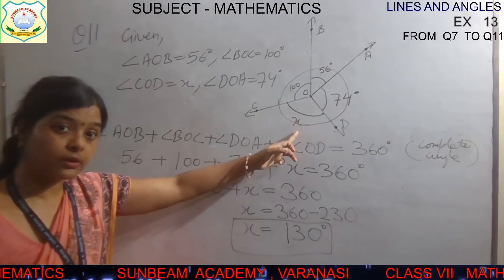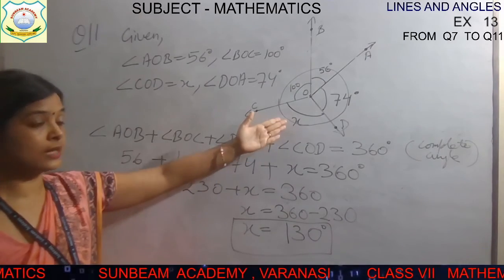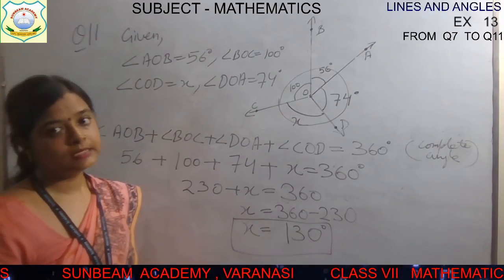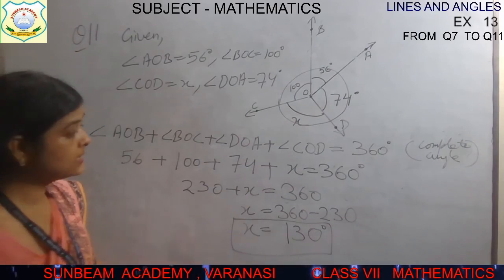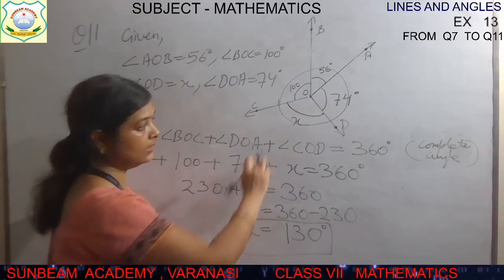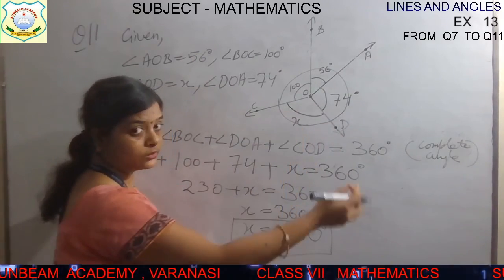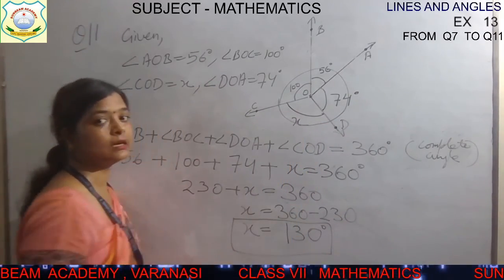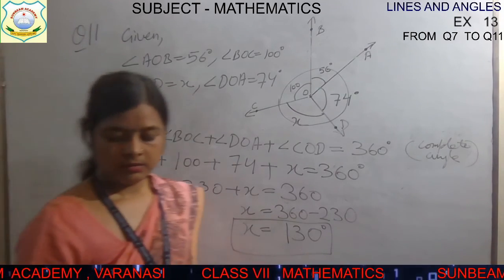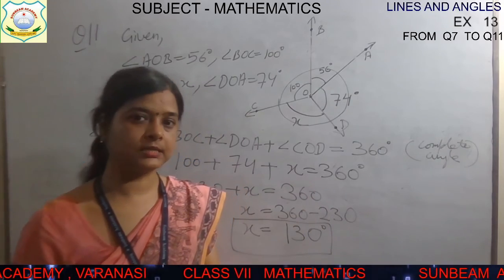Okay, so this is the answer, and leave it as it is because they are asking what is X. It is given in the question. We have not decided that this angle is X. So write down the value of X is equal to 130 degree, or you can write angle COD is equal to X is equal to 130 degree. So in this way we can solve such type of question.